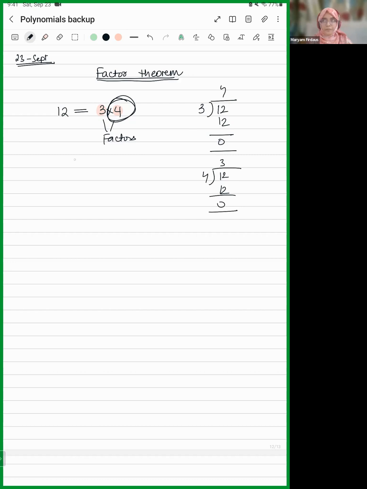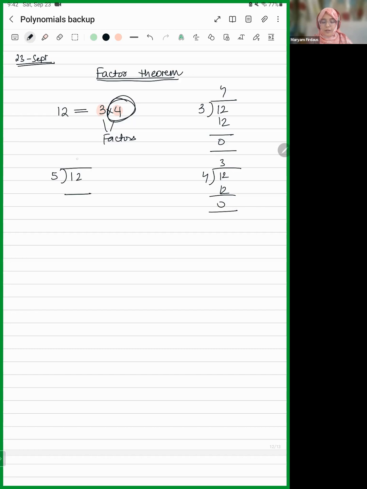So now let's take a number which is not a factor of 12. Can you name a number which is not a factor of 12? Anyone? 5. Very good. Okay. So 12, if you divide it by 5, do you think the remainder will be, don't do the division, just tell me by guessing, 0 or non-zero? Non-zero. It will be non-zero, right?